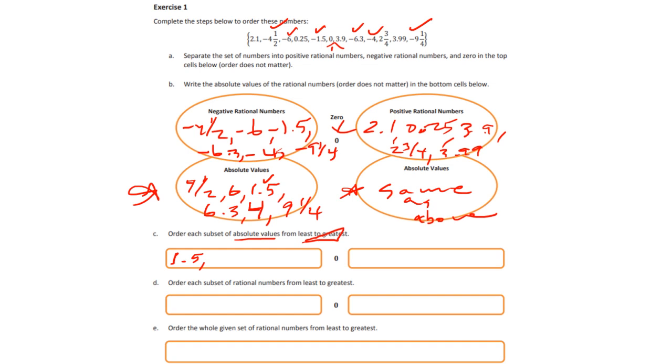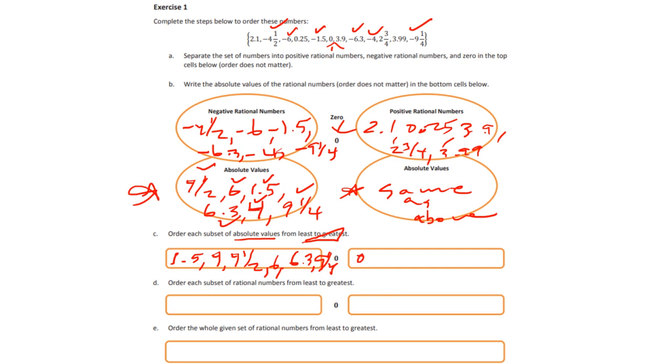And then the next smallest that I see is a 4. Then a 4.5. Then I see a 6, a 6.3, and a 9 1/4. And that's all 6 of those. And then on the right-hand side, same thing, absolute values. So we're looking at from smallest to biggest.